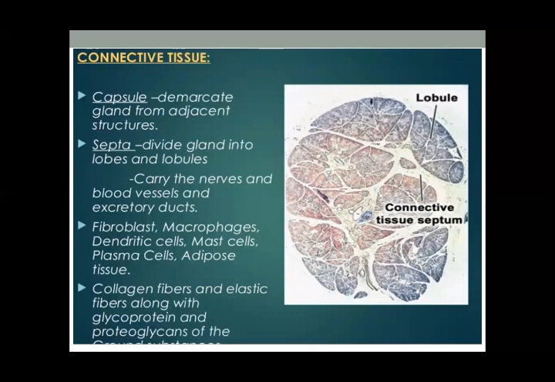Connective tissue capsule demarcates the gland from adjacent structures. Septa divide the gland into lobes and lobules, and carry the nerves, blood vessels and excretory ducts. Fibroblasts, macrophages, dendritic cells, mast cells, plasma cells, adipose tissues. Collagen fibers and elastic fibers along with the glycoproteins and proteoglycans.